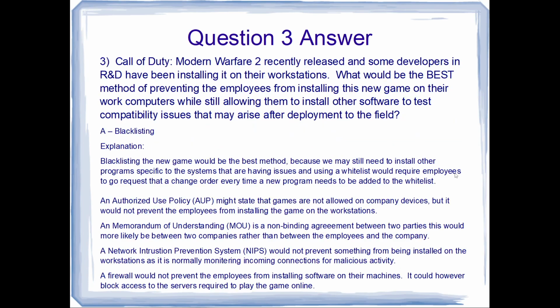And that is blacklisting, or blacklist. So blacklisting the new game would be the best method, because we may still need to install other programs specific to the systems that are having issues, and using a whitelist would require employees to go request a change for every program that needed to be added. Whereas with a blacklist, we can just turn off this one program and not have to make change requests every day or every other day.